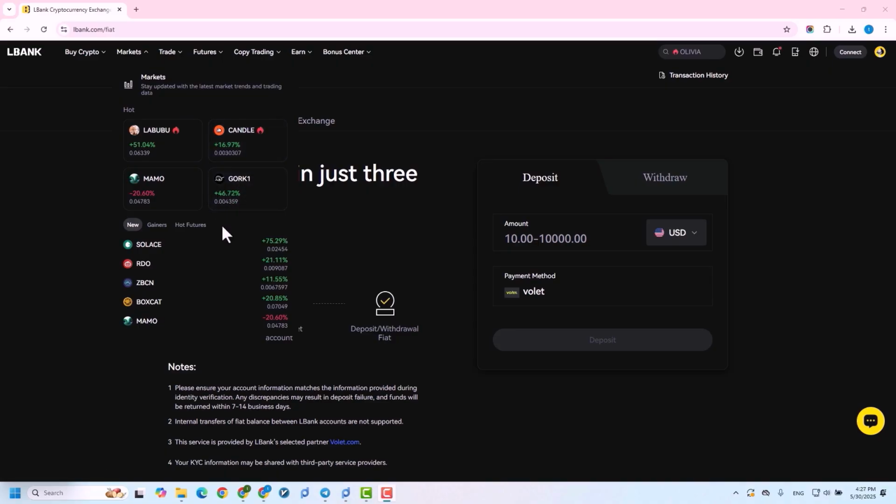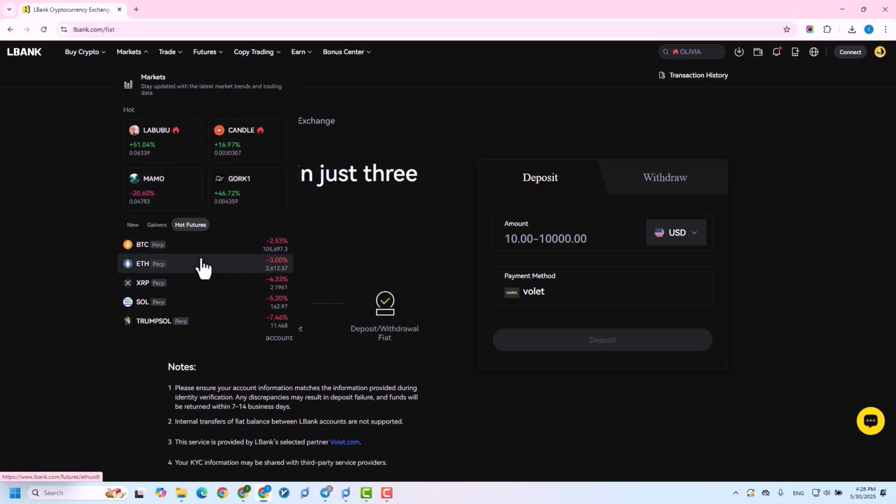And below that, you can see cryptocurrencies that have recently been added to the exchange or whose trading has just started. The next section is gainers, which specifically displays cryptocurrencies that have had the highest price growth in the past 24 hours. The following section is related to hot futures. Hot futures refers to cryptocurrencies in the futures market that have had the highest volume or the most significant changes.